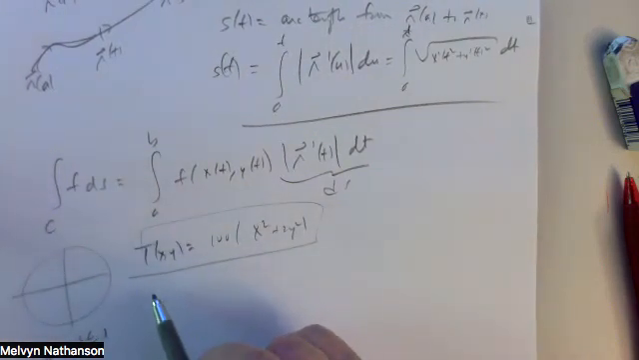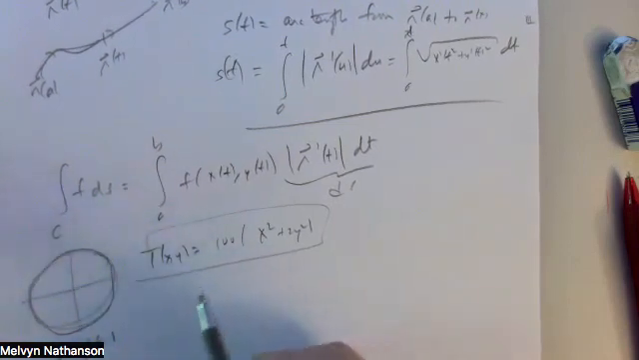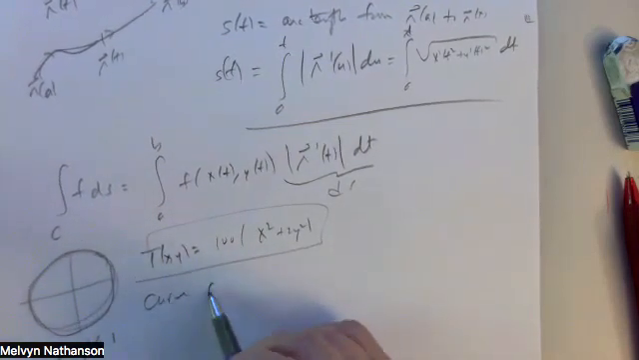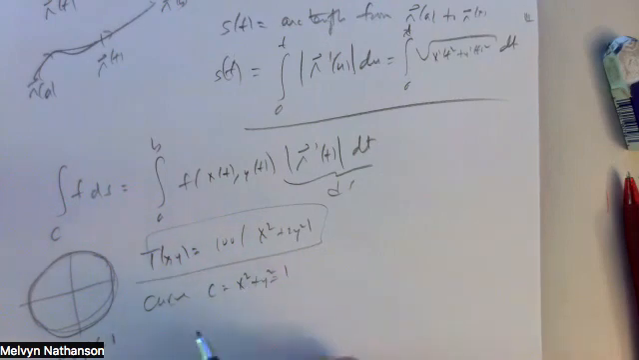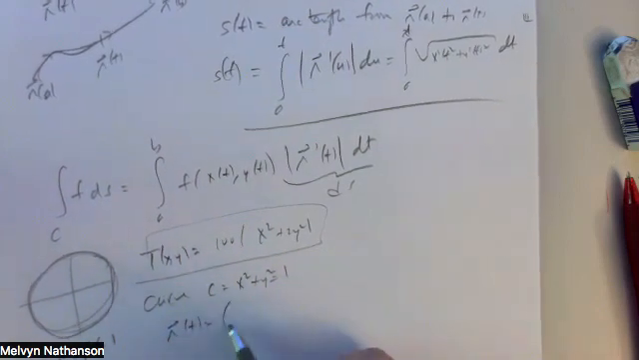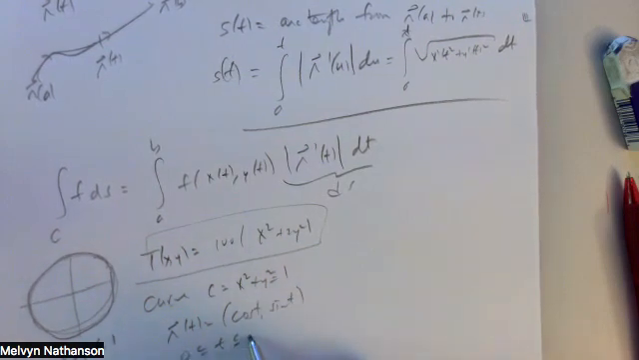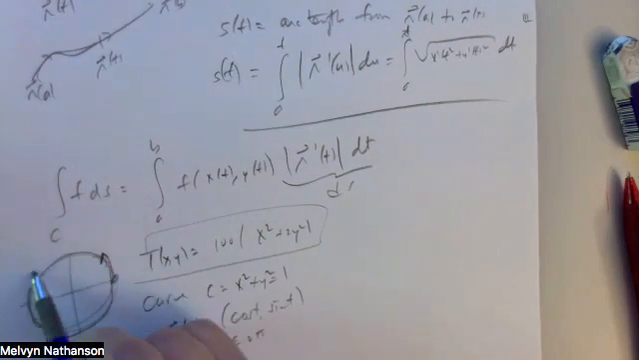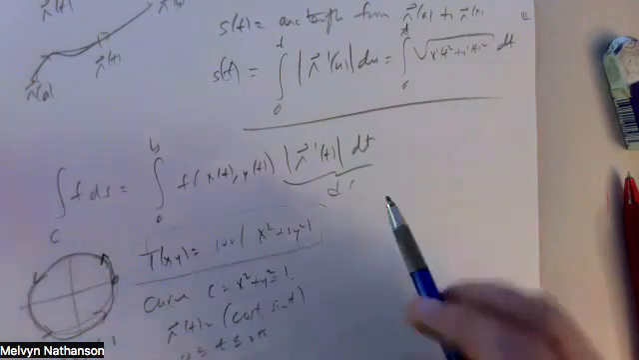And we want to find the average temperature around the boundary of this disk. We're taking the curve C to be x squared plus y squared equals 1. So we take r of t to be cosine t, sine t, and it goes from 0 to 2 pi. We go once around the circle. So the circle C, x squared plus y squared equals 1, is parametrized as usual in this way.